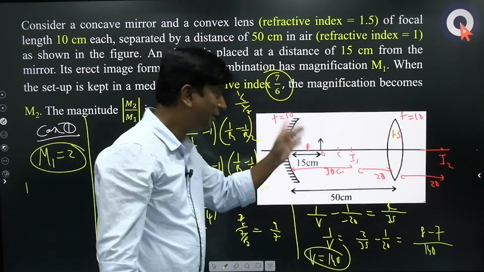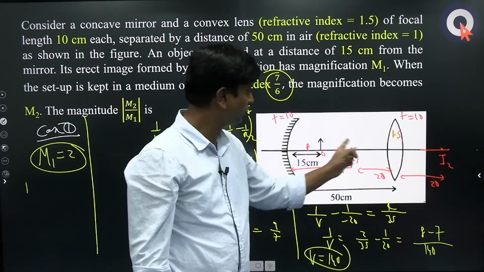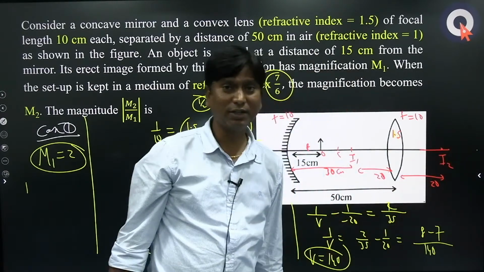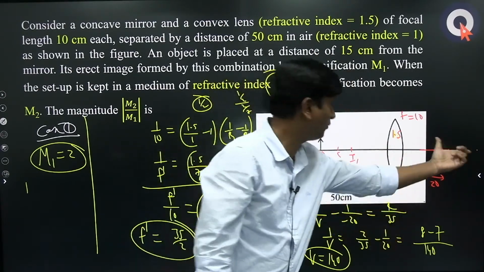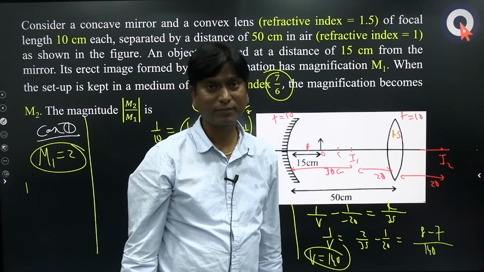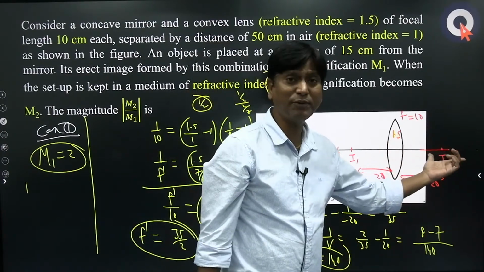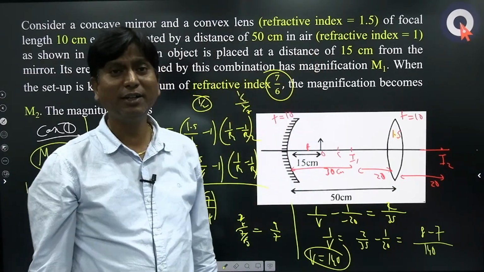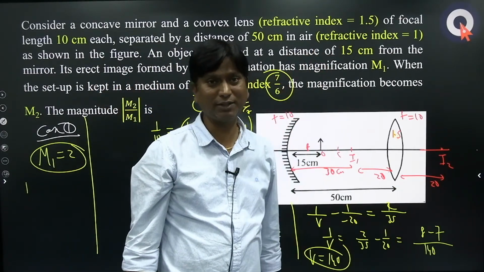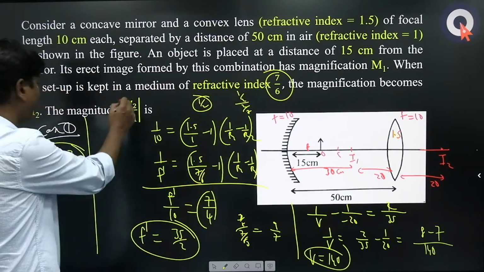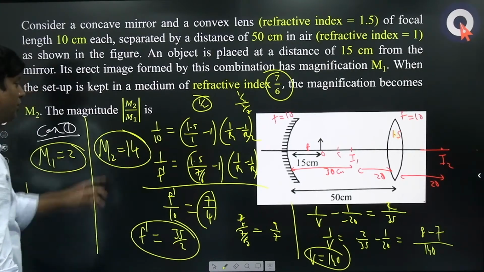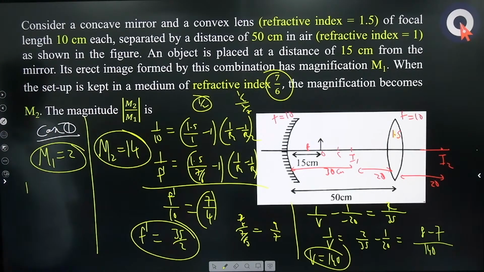Now here the magnifications: first time it is 2 times magnified. Second time object distance is 20, image distance is 140. So what is the magnification because of the lens? 140 by 20, which is 7, right? That is, the second time it has magnified by 7 times. First time already it has magnified by 2 times. So total how much has it magnified? 7 into 2, 14 times. So that is why the value of M2 is 14. Now simply M2 by M1, 14 by 2, the answer is 7.